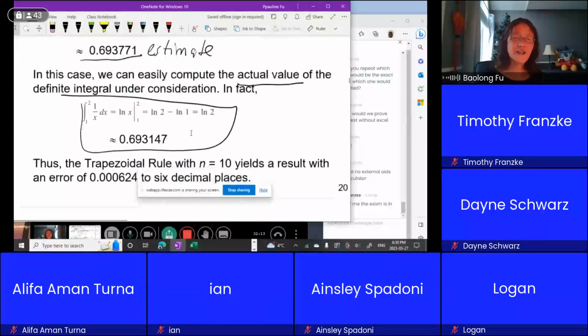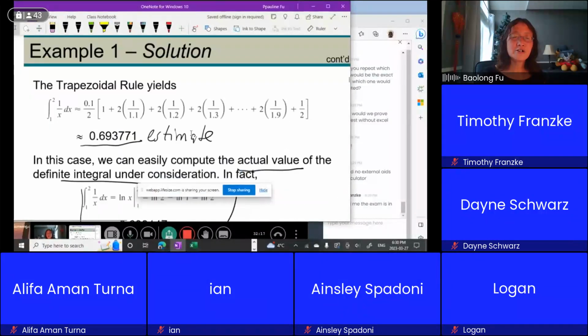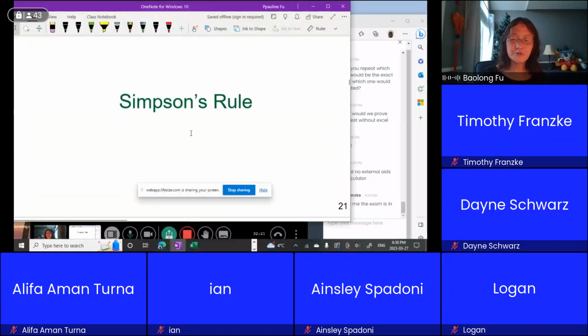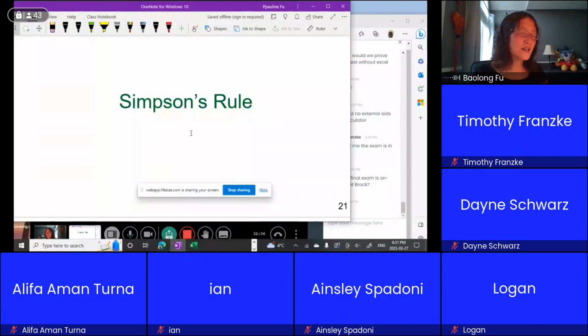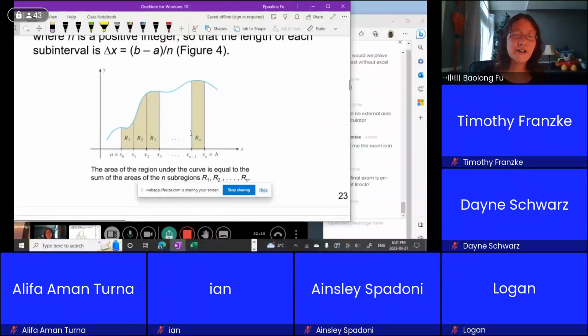Okay, so far we actually did the trapezoid rule. The trapezoid rule allows us to estimate an integral. Now we introduce another rule, Simpson's rule. And when we do Simpson's rule, we use this principle here.